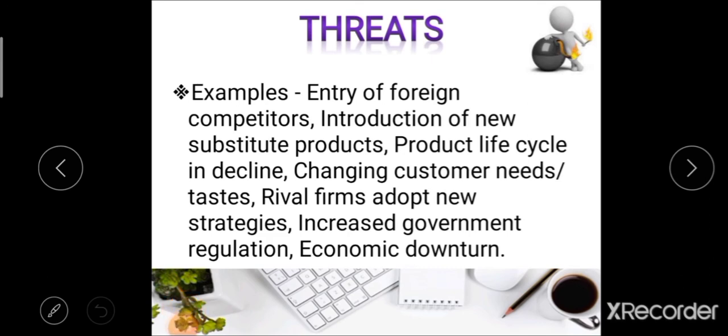So there are some examples of threats in any business organization. First, entry of foreign competitors, then introduction of new substitutes for our product, product life cycle in decline phase, changing customer needs and tastes, reluctance of the firm to adopt new strategies, increased government regulation, and economic downturn. These are some examples of threats.